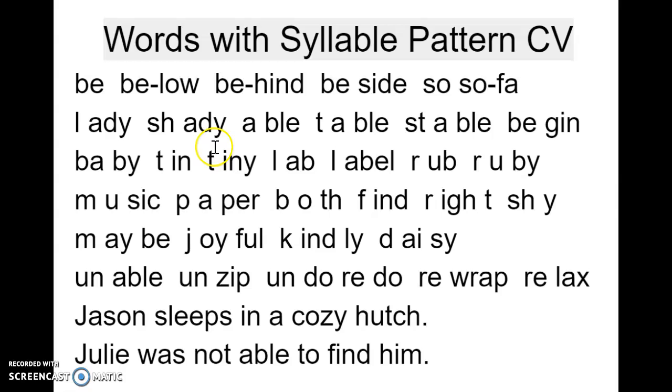shady, shady, able, able, table, table, stable, stable, begin, begin, baby, baby, two syllables there.